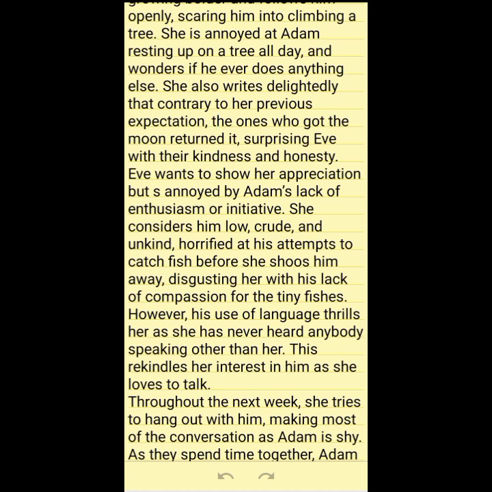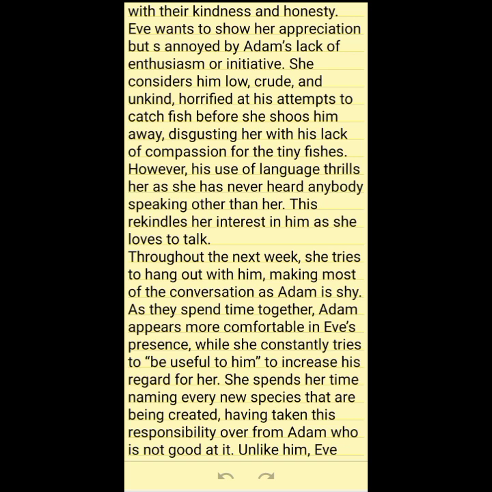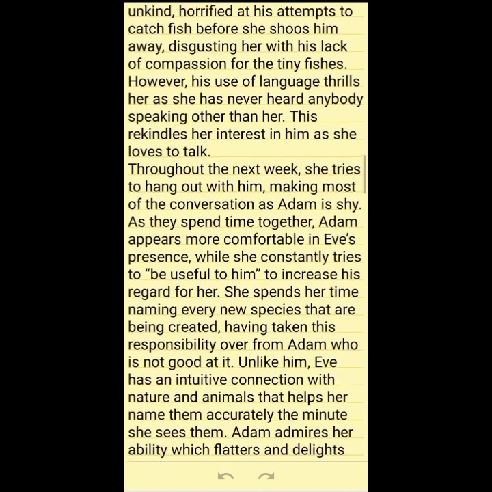Eve is thinking that Adam was created after her, or maybe something like that. Eve wants to show her appreciation, but is annoyed by Adam's lack of enthusiasm or initiative. She considers him low, crude, unkind, and is horrified at his attempts to catch fish before she shoos him away, disgusted with his lack of compassion for the tiny fishes. However, his use of language thrills her, as she has never heard anybody speaking other than her. This rekindles her interest in him as she loves to talk.